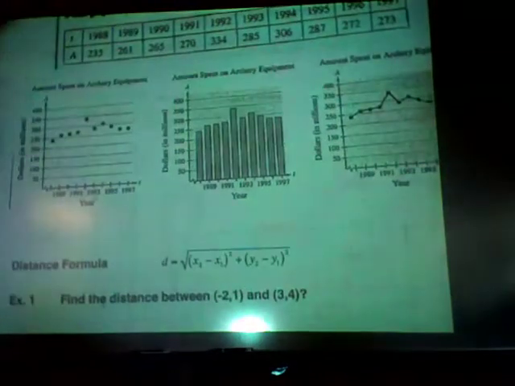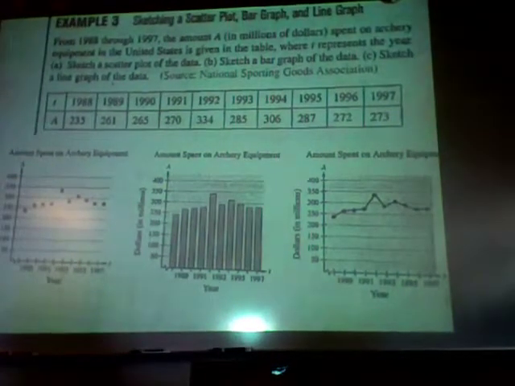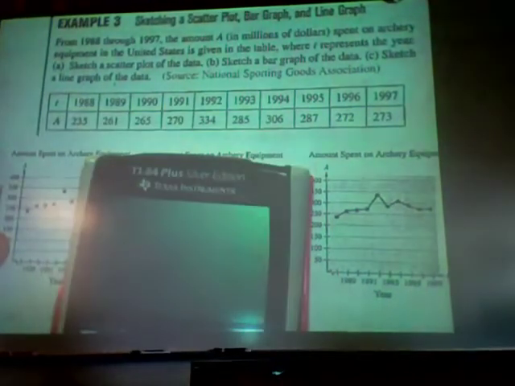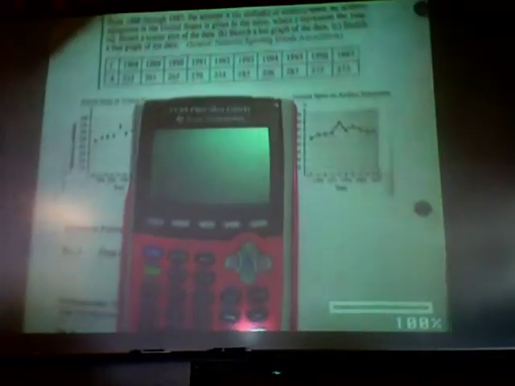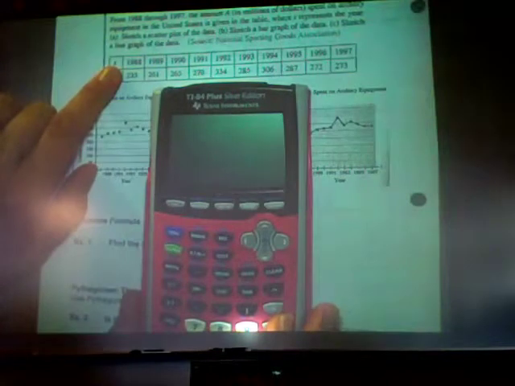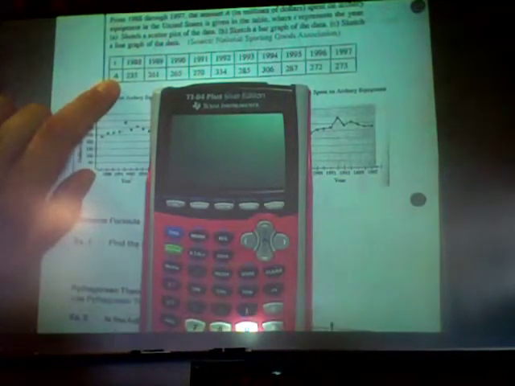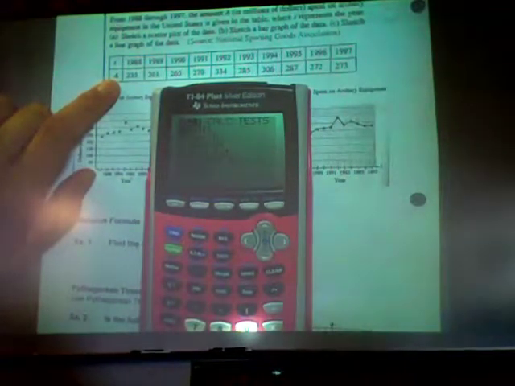All right, so then look at the next page. So example 3, let's just quickly put this in our calculator. So it's your stats again, right? I'm going to move out just a little bit so we can see what I'm doing on my calculator. I want you to put T in for X and A in for Y. So go to stat, go to edit.